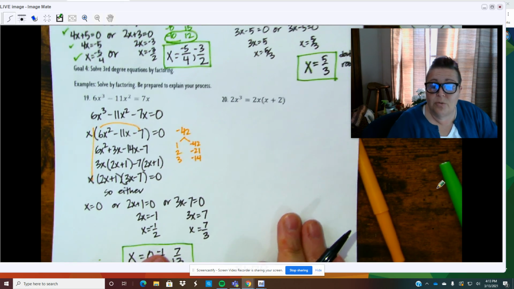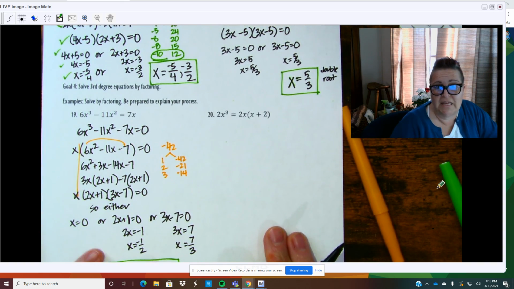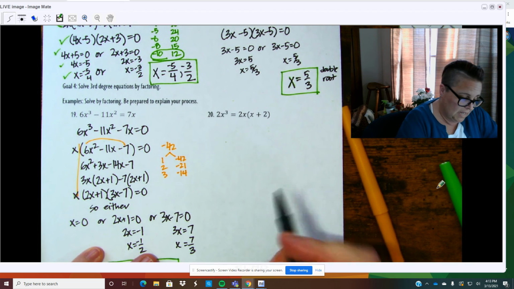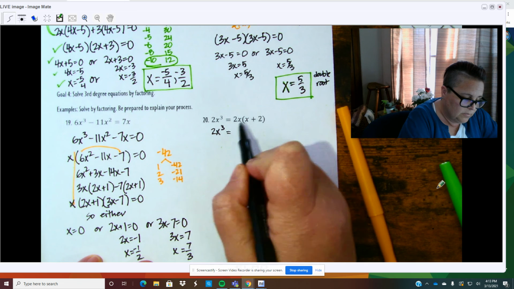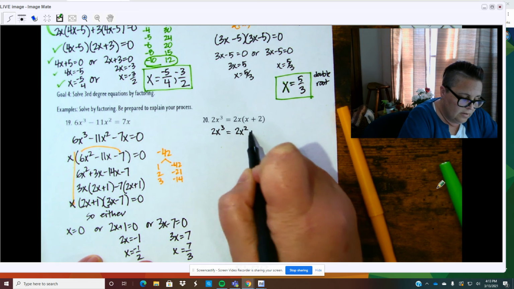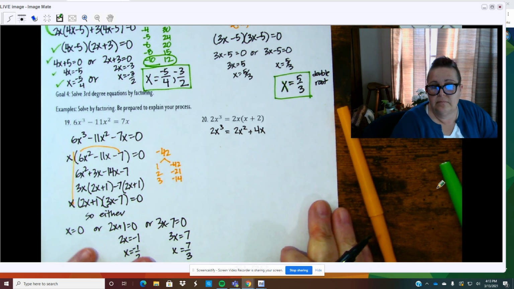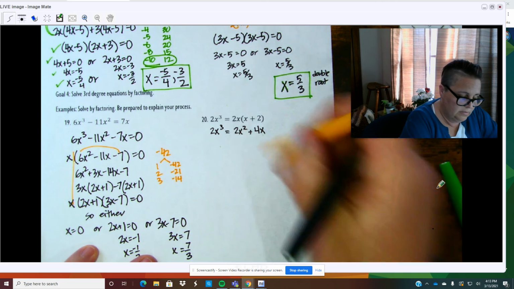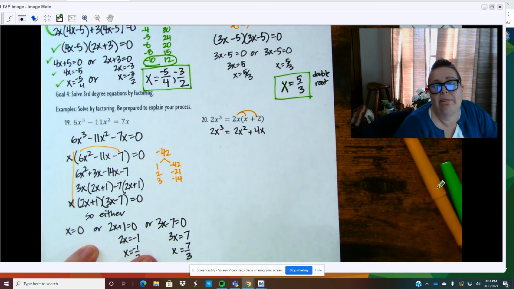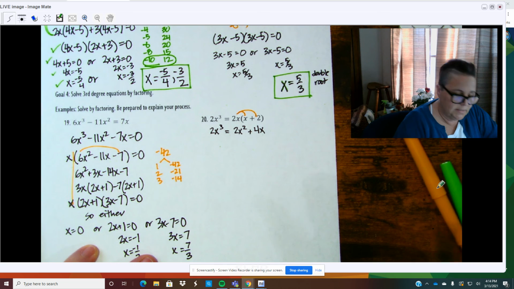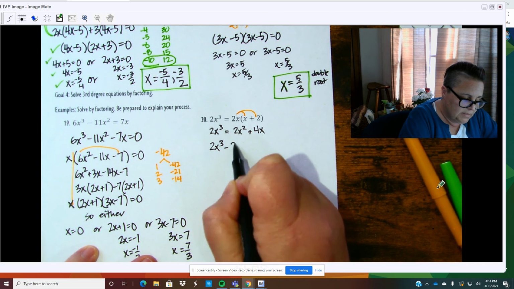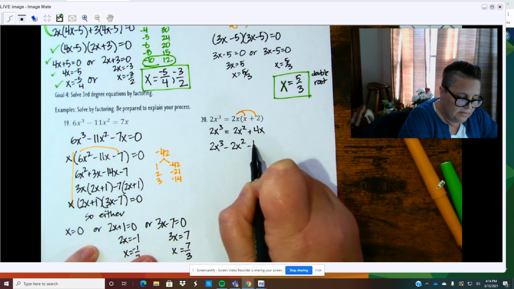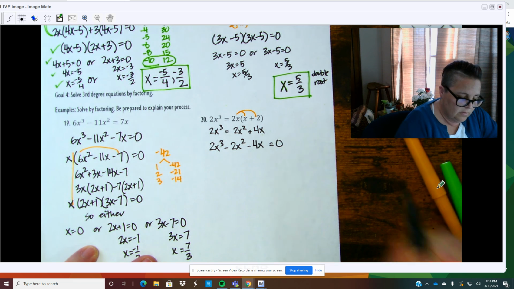Similarly, with problem number 20, we're going to do the same kind of thing. We're going to get everything on one side, but I'm going to distribute first. 2x third is equal to 2x squared plus 4x. Right? I just distributed. I think I did that right. 2x squared, 4x. Yep. Now I'm going to move everything over. So I have 2x to the 3rd minus 2x squared minus 4x is equal to 0.